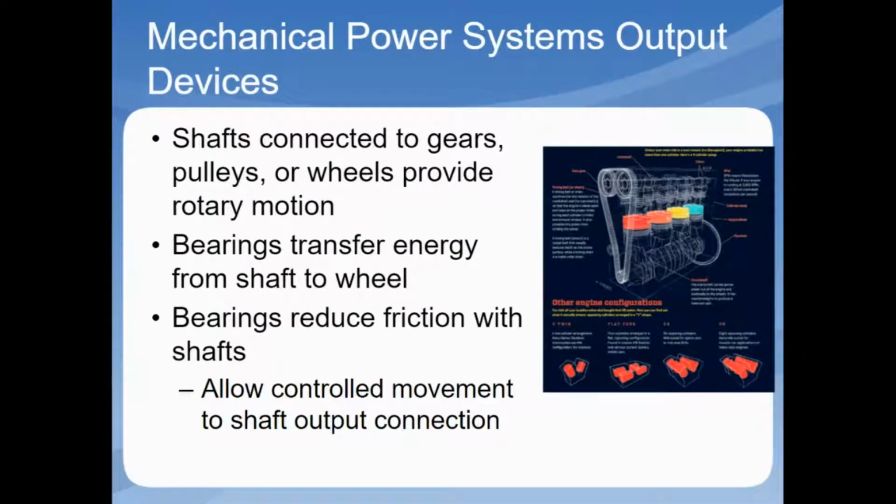Mechanical power systems transmit power through direct connection with mechanical components. Components such as shafts connected to gears, pulleys, and wheels provide rotary motion. Bearings transfer energy from shafts to wheels. Bearings reduce friction with shafts, and they allow controlled movement to the shaft to output connection.